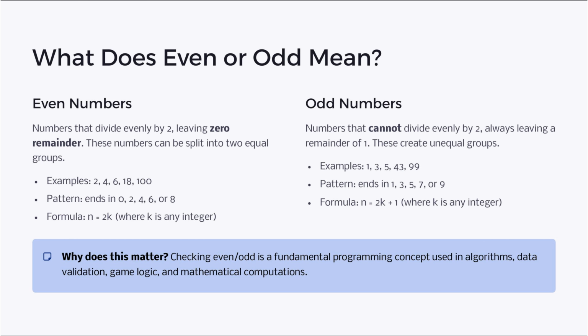They end in 0, 2, 4, 6, or 8, following n equals 2k. Odd numbers leave a remainder of 1, forming unequal groups. Examples are 1, 3, 5, ending in 1, 3, 5, 7, or 9, following n equals 2k plus 1.